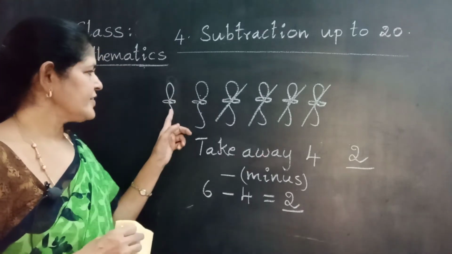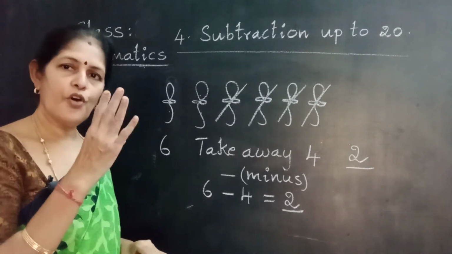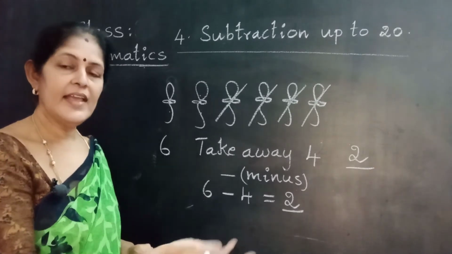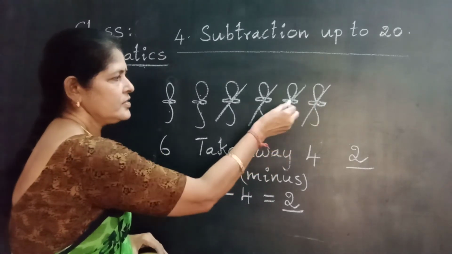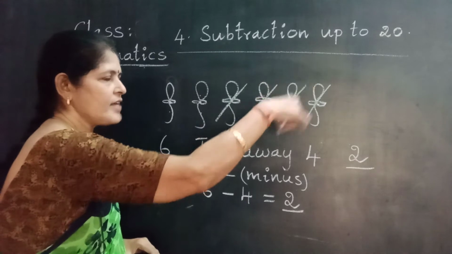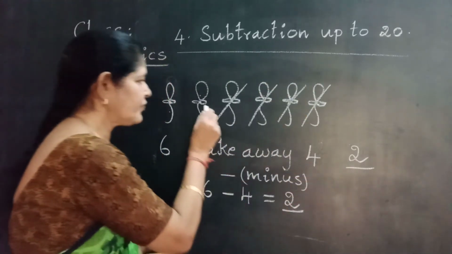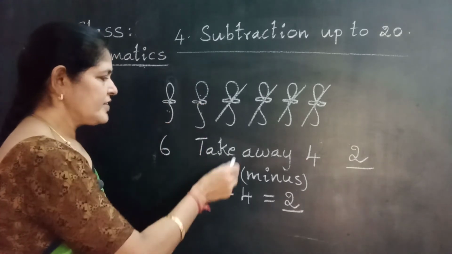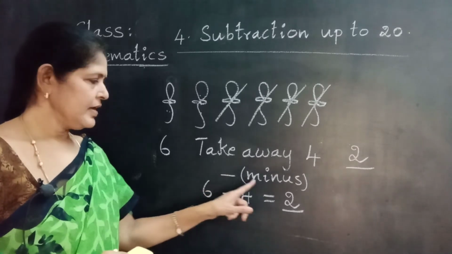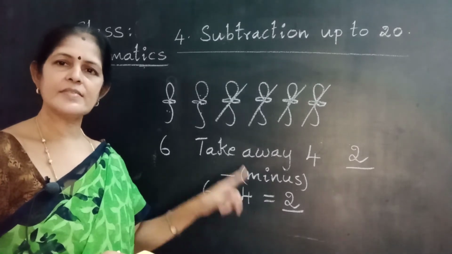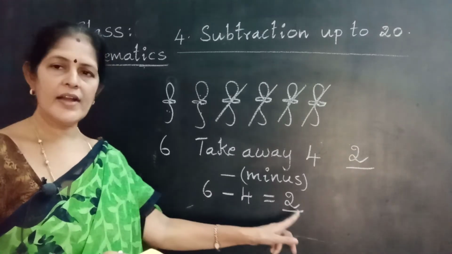Understood? First I have 6 balloons. I gave 4 balloons to the children. Given means take away. How many? 1, 2, 3, 4. I am going to cross out now. Those are given balloons. How many are left? 1, 2. This is shown in the subtraction. Take away means minus. M-I-N-U-S, minus. 6 minus 4 equals 2.